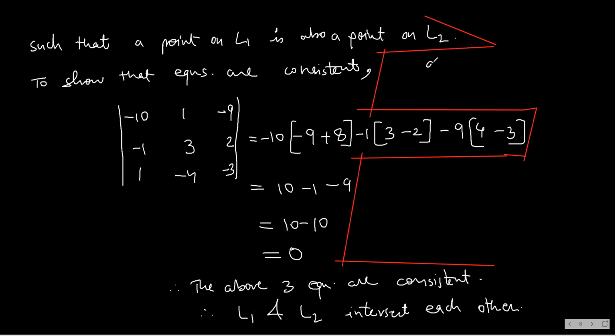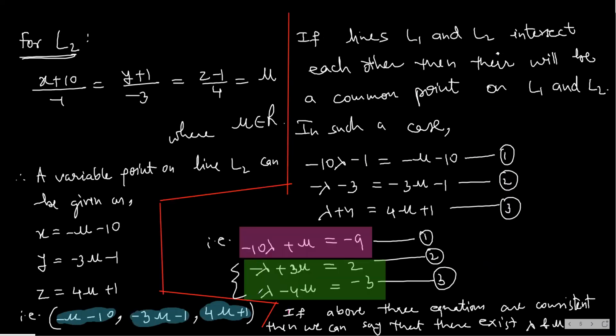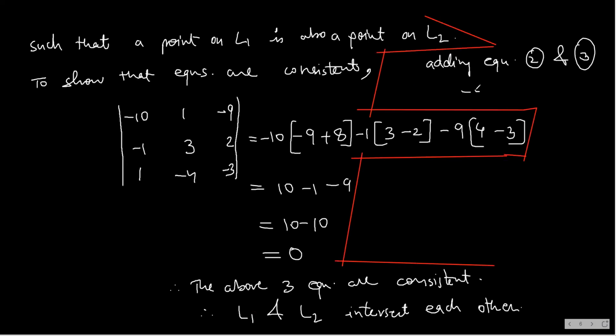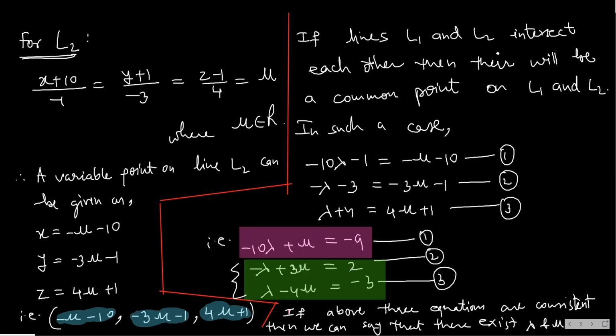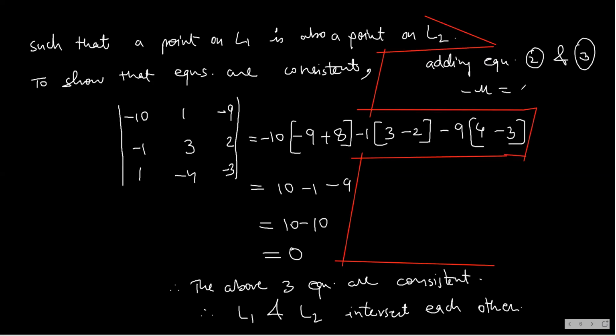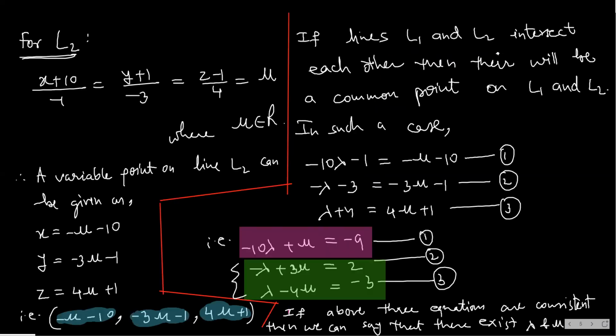Adding equations 2 and 3, minus lambda plus lambda is gone. On the left hand side, I get minus mu, which equals minus 1. So what is mu? Mu equals 1. You got the mu value, that is enough. Now you will substitute the mu value here.